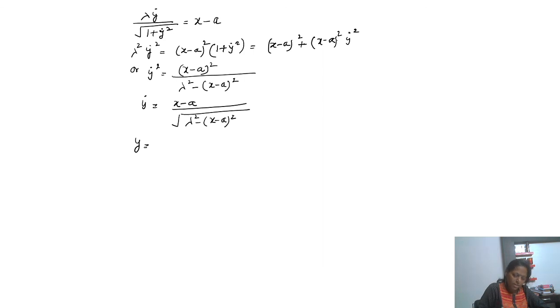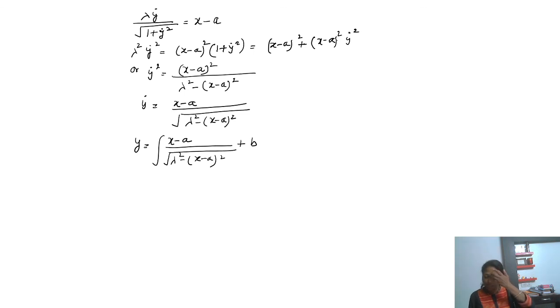So what is y? Integrate the two sides. Y is minus root lambda square minus x minus a square plus some another constant of integration. Now you solve it, and solving you may put this one as t, and it is a simple solution, and solving you will get an equation which will be of the form x minus a square plus y minus, there will be some constant, say it is c square is equal to lambda square.